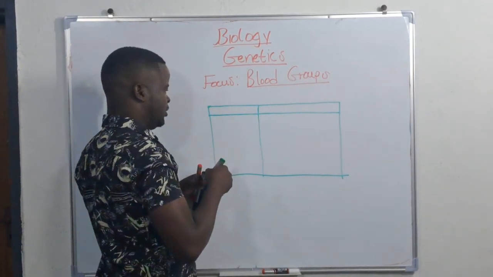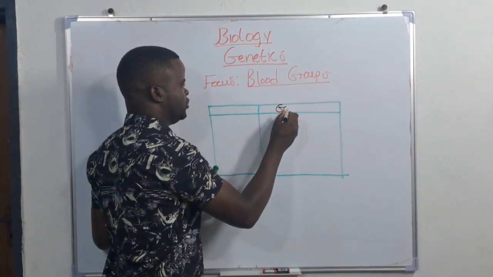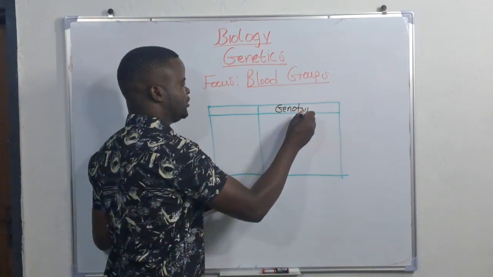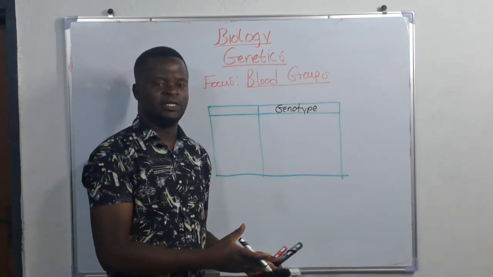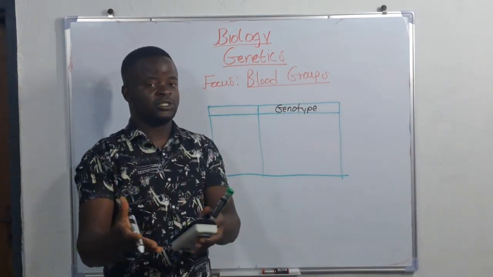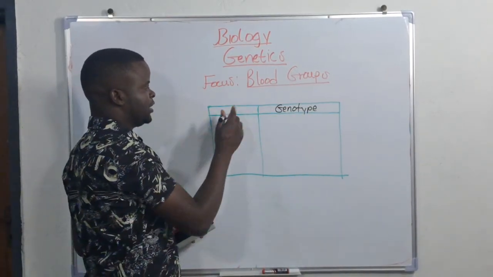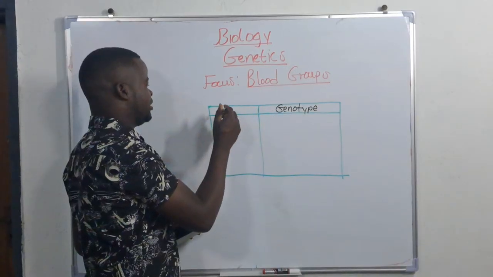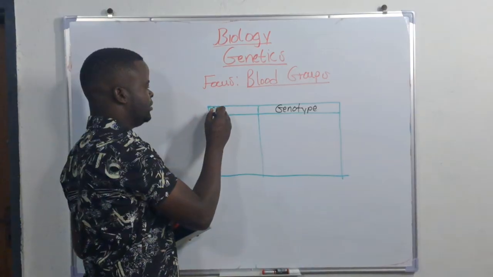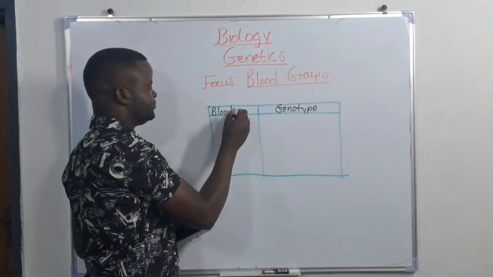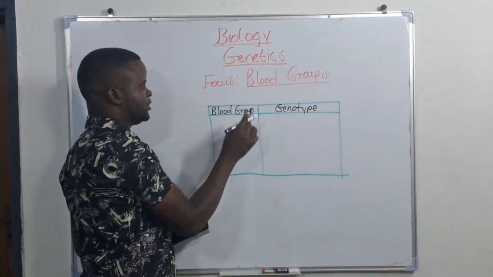So this side, I'm going to write something we are going to call genotype. Genotype, by definition, is the genetical composition of a living organism. Genetical makeup or genetical composition of an organism is defined to be what? Genotype. And this side we are going to put blood group or phenotype, so that you are going to understand. So let's say blood group.